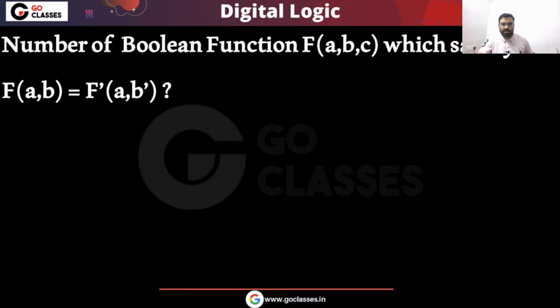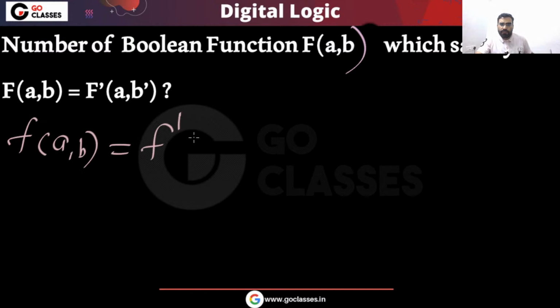What is the answer for this question? This is a very nice question. Please understand the function. If you understand the function, you can answer it. If you don't, you will not be able to. Which function is given to you? f(a,b) is the same as f complement(a bar, b bar). This function is saying f(a,b) is the same as f complement(a bar, b bar).